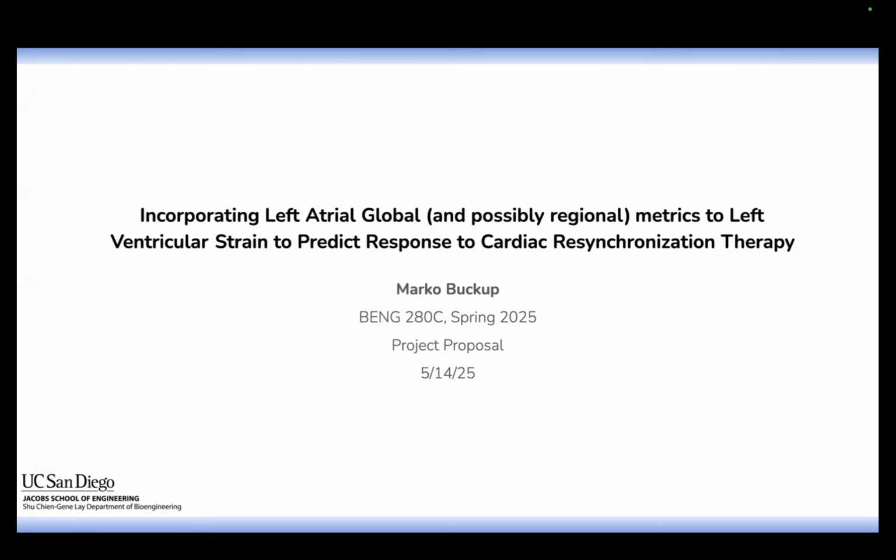Hi everyone. Today I'll be discussing a previous study that uses 4D CT to calculate global and regional left ventricle strain metrics to predict response to cardiac resynchronization therapy, or CRT. I will append left atrial strain metrics to see if we can improve the model. Therefore, my title is incorporating left atrial global and possibly regional metrics to left ventricular strain to predict response to CRT.